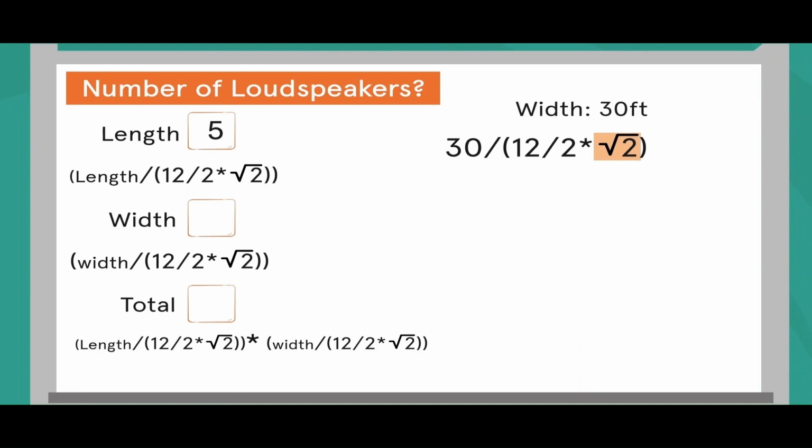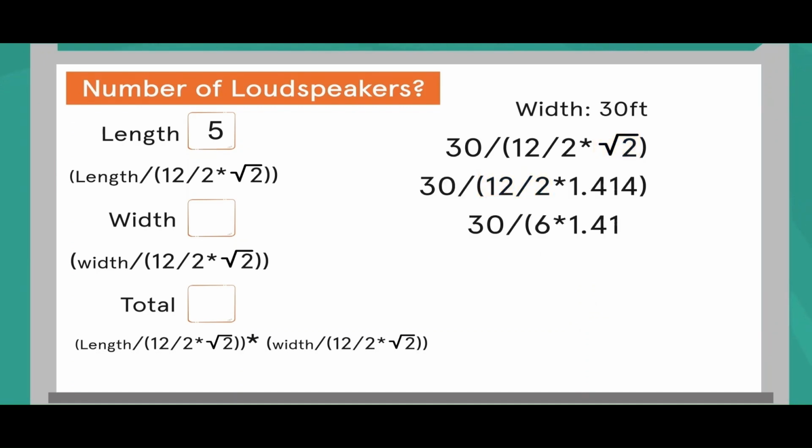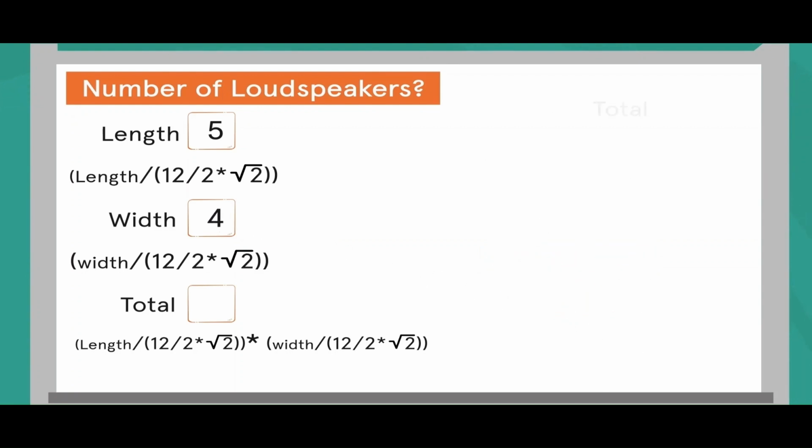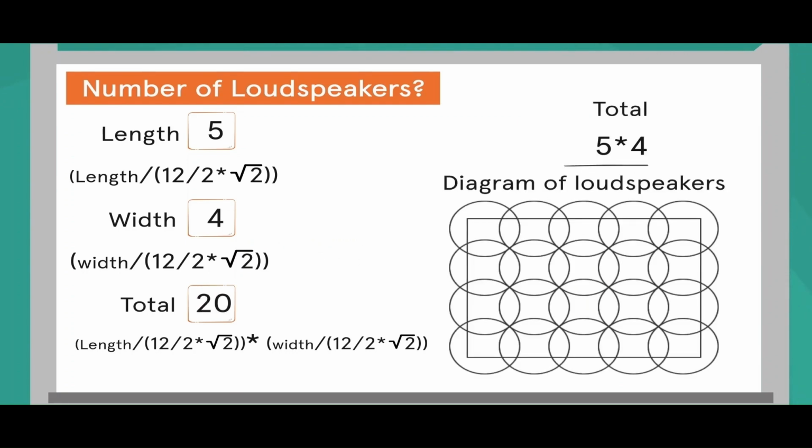We will first find the square root of 2. Divide 12 by 2, then multiply by 1.414. Next, we will divide 30 by that answer. Finally, the 5 in the tenths place tells us to round our answer up to 4. To find the total, we would multiply the length by the width, getting 20 loudspeakers needed.